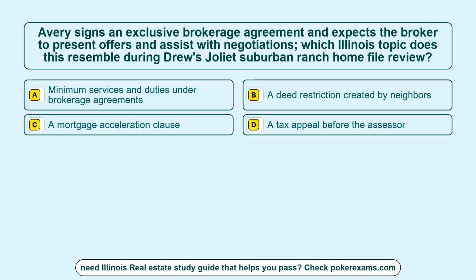Question 13. Avery signs an exclusive brokerage agreement and expects the broker to present offers and assist with negotiations. Which Illinois topic does this resemble during Drew's Joliet suburban ranch home file review? Option A, minimum services and duties under brokerage agreements. Option B, a deed restriction created by neighbors. Option C, a mortgage acceleration clause. Option D, a tax appeal before the assessor.